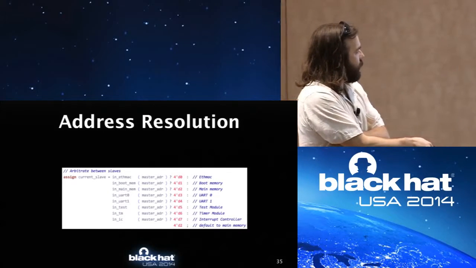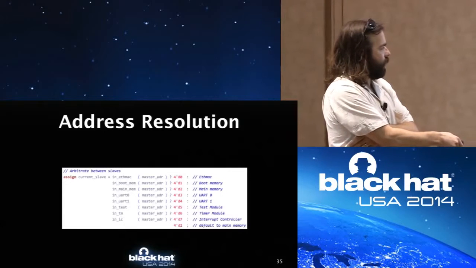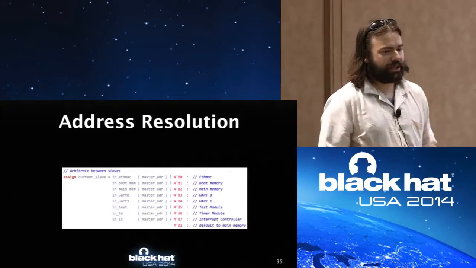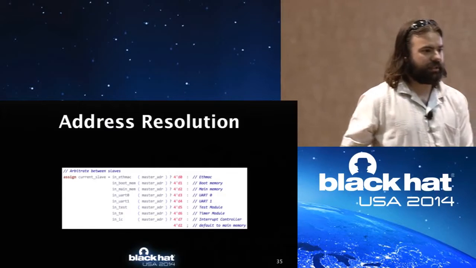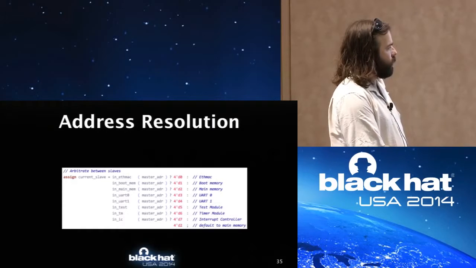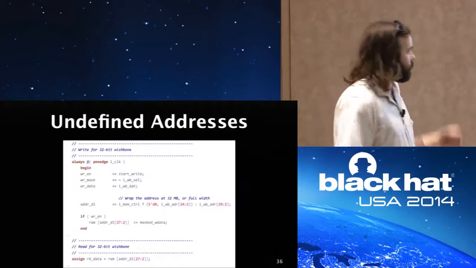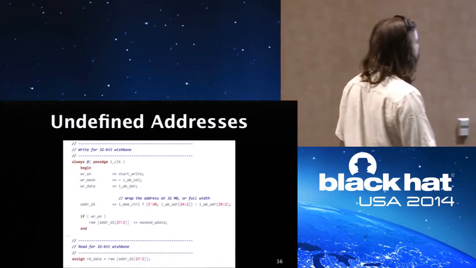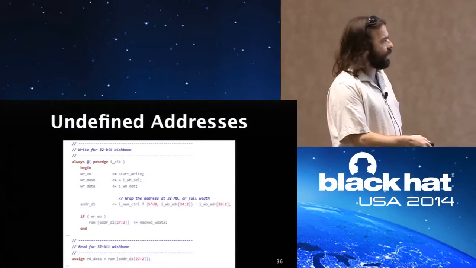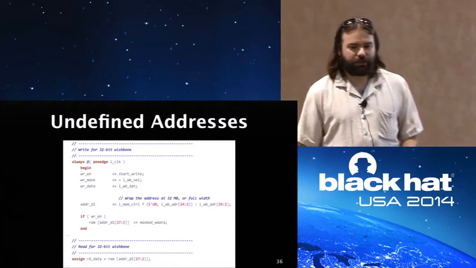What's also interesting is the final default case, we default to main memory, right? So if we access an address that's not defined anywhere else, it takes us to main memory. So even if it's not in main memory, it'll take us to main memory. What can we do with that? If we look at how memory is accessed, we see this nice little comment that tells us exactly what will happen. Wrap the address at 32 megabytes.